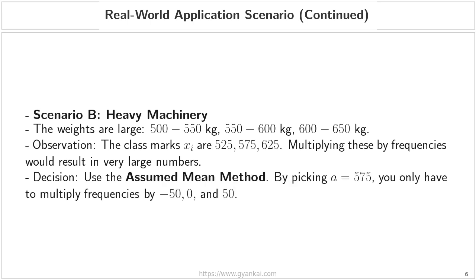Therefore, our best decision here is to use the assumed mean method. By picking an assumed mean, let's call it A, of 575, we simplify our work significantly. Instead of multiplying by large values, we only have to multiply the frequencies by the deviations, which are simply -50, 0, and 50. This brings us much closer to the efficiency we'll see in the next scenario involving even larger industrial shipments.